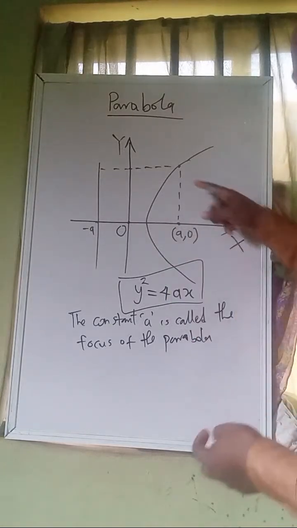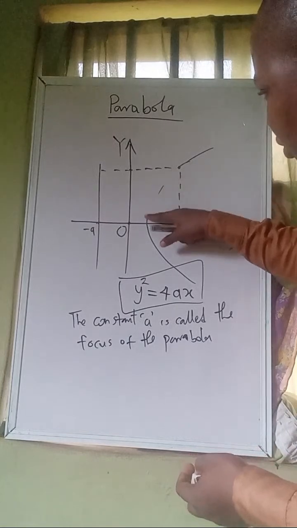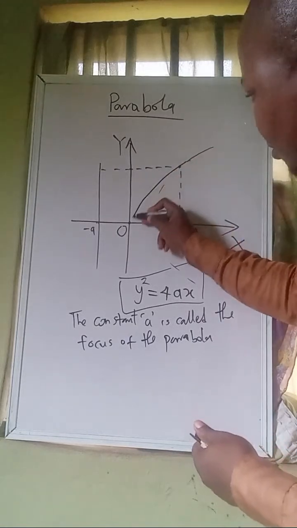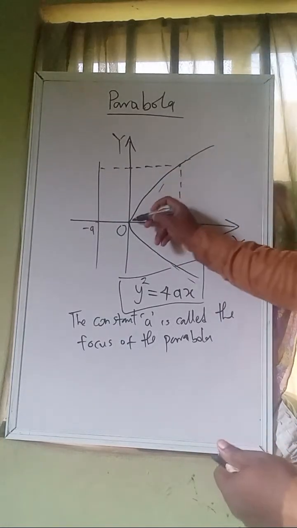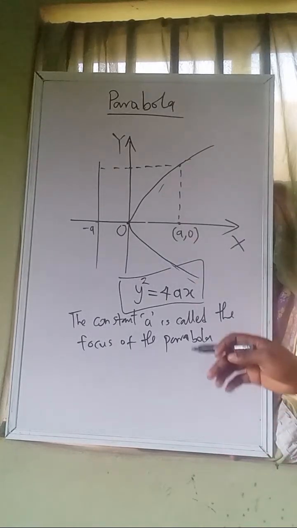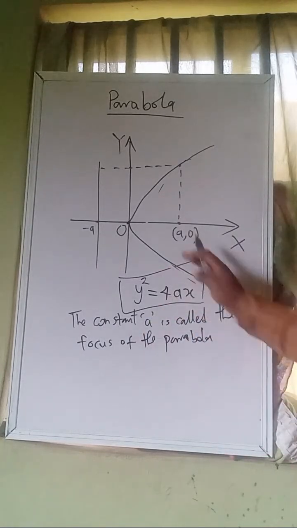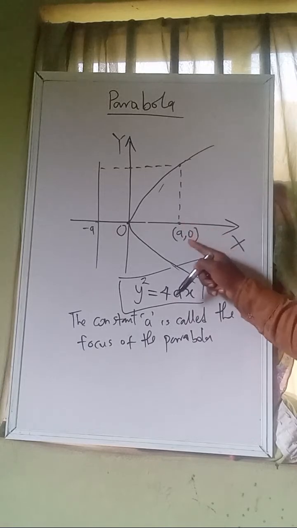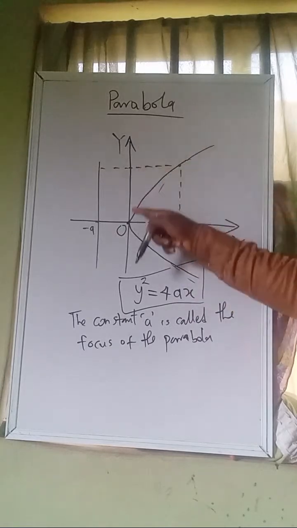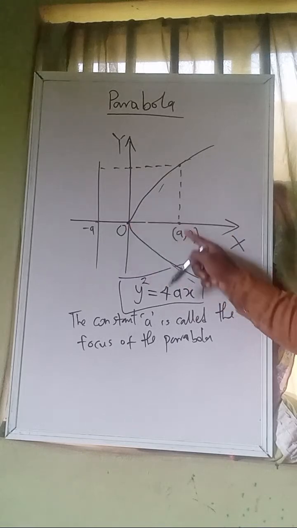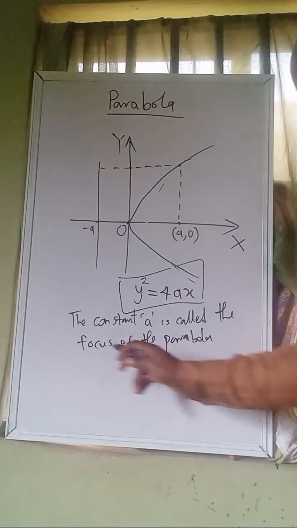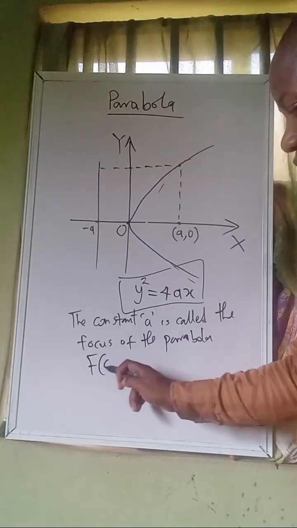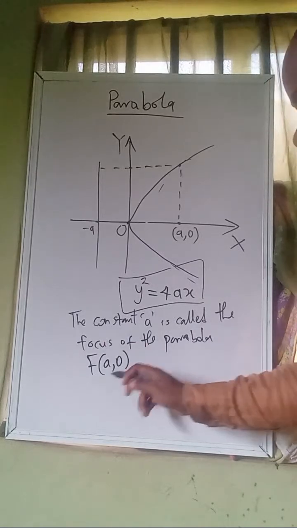Sorry, let's move the vertex to the origin. Okay, so this vertex is from the origin, and then we'll say focus first. You see that the coordinate of this point here is a comma 0. It means the point at y is 0 and the point from here to here is a. So the focus in this case is referred to as, we make use of f to represent the focus of the parabola, and so this is coordinate a comma 0.